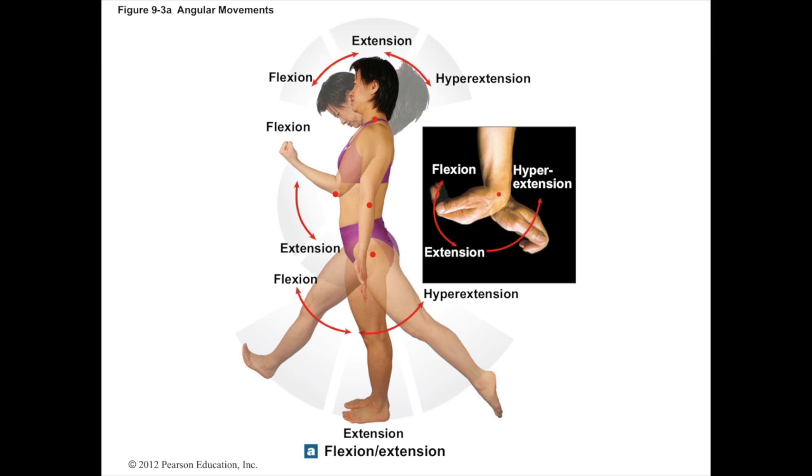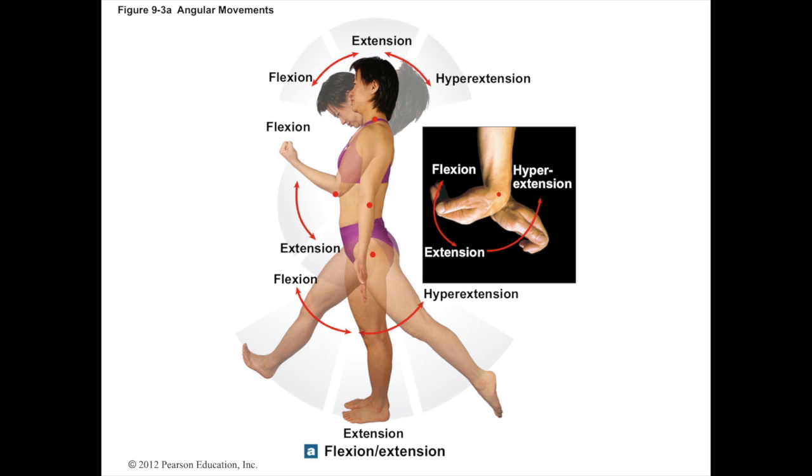Same thing at the elbow. Look at the arm. When you do a biceps curl, that means when the wrist comes towards your chest, that is flexion. When your wrist gets away and goes towards your feet, that is called extension of the elbow.